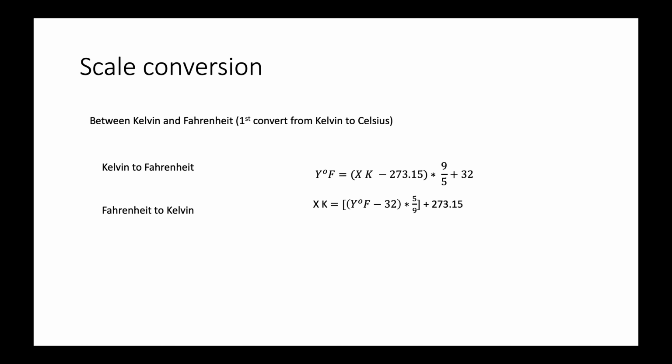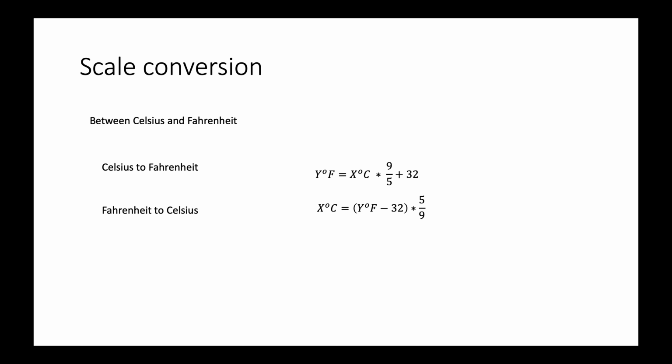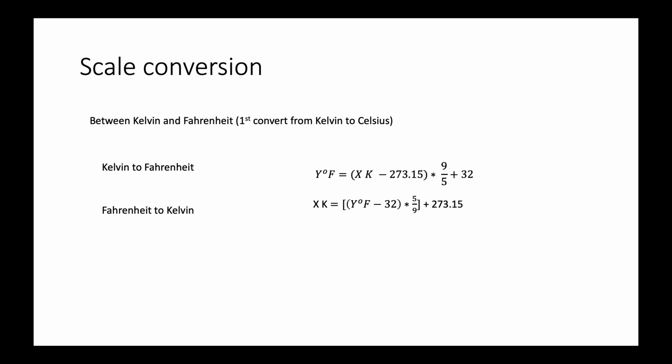And lastly, how you go from Kelvin to Fahrenheit. The way is easy. You first go from Kelvin to Celsius, and then you apply the equation we just talked about from Celsius to Fahrenheit. So first, Kelvin to Fahrenheit: you subtract 273.15 to bring this number down to Celsius. And then you do what we just did, times 9 divided by 5 plus 32, right?